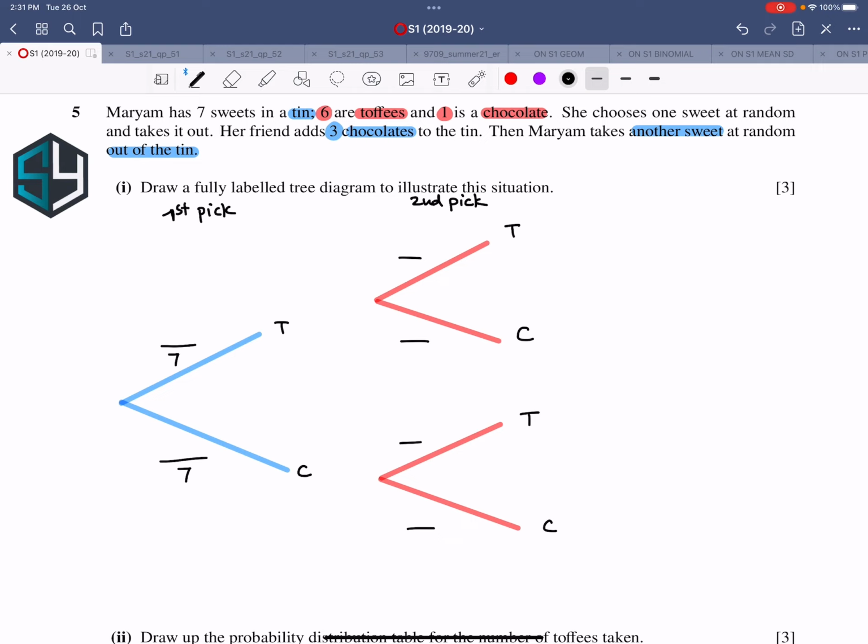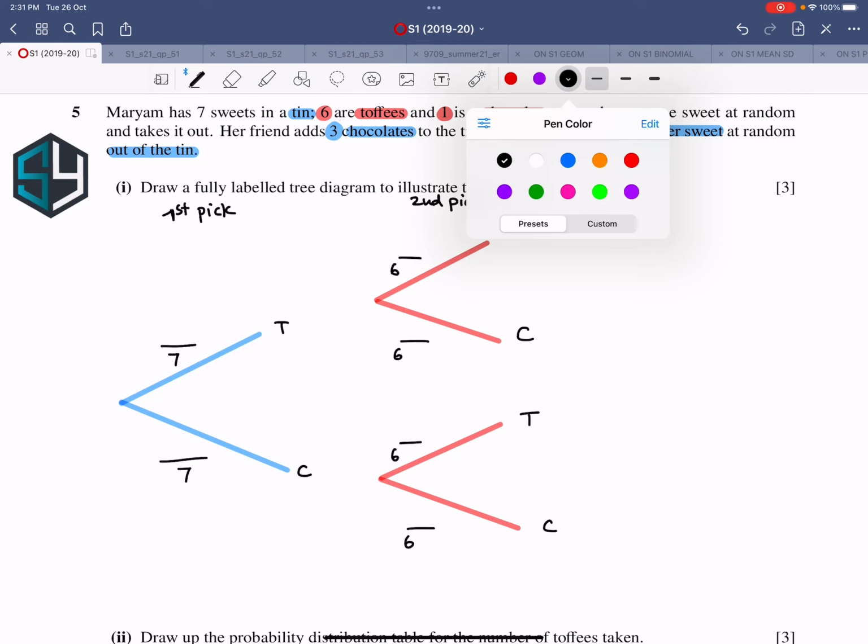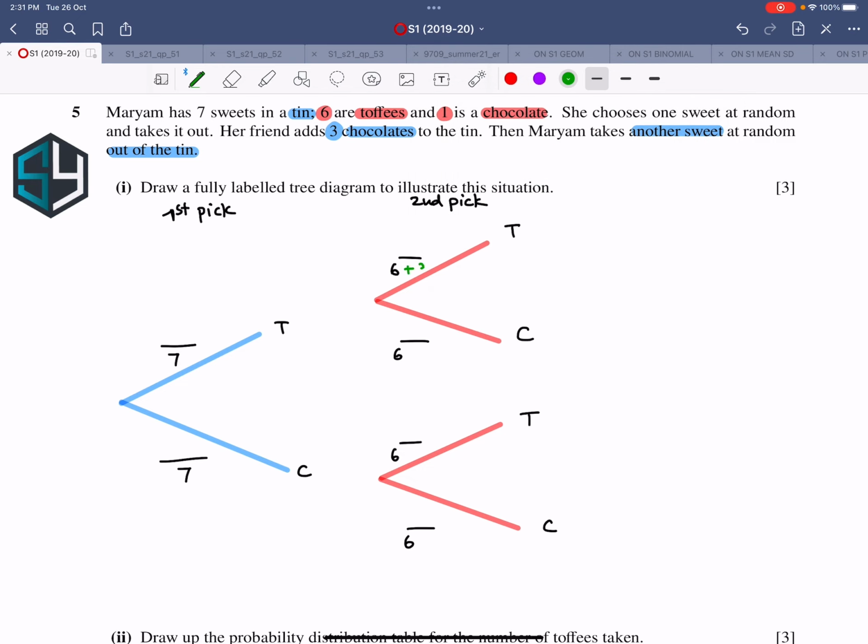First of all, because one sweet will be taken out, the next denominator should be 6, 6, 6 and 6. But remember, 3 more chocolates are being added. So if 3 more chocolates are being added, the denominator will increase by 3 and it will become 9. That is the first thing that you should think in your mind.